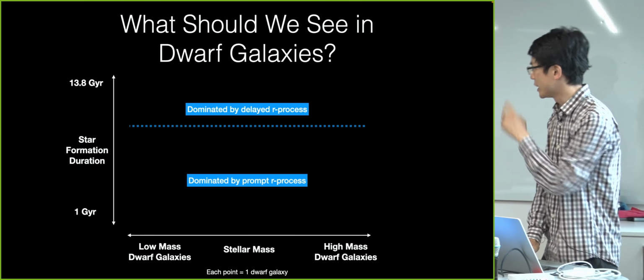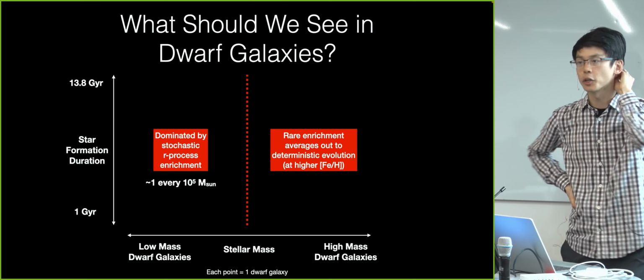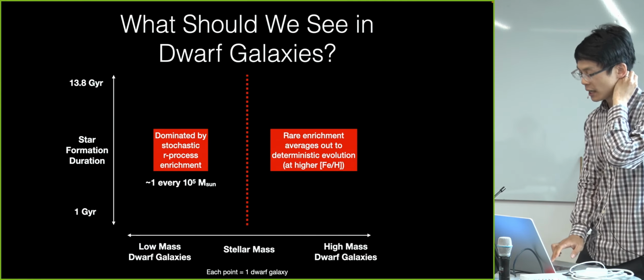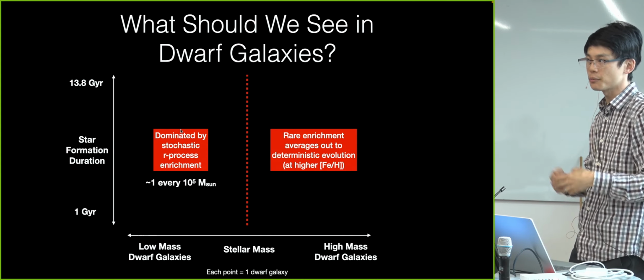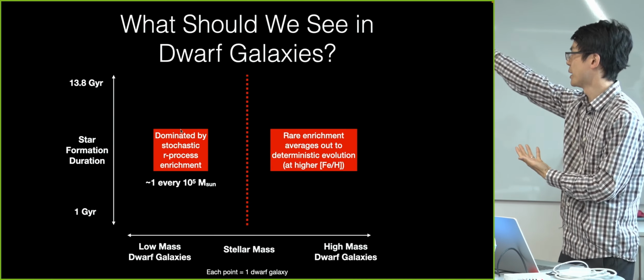So this is a useful thing. I think this is a little bit obvious. But the thing that's maybe less obvious is the stellar mass of your galaxy also matters. And this is because R process sources are rare. Indeed, they only happen about once every 100,000 solar masses of stars, right? If you form 100 solar masses of stars, you get a core collapse supernova, so multiply by 1,000.